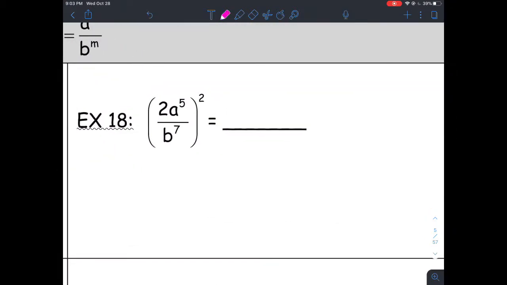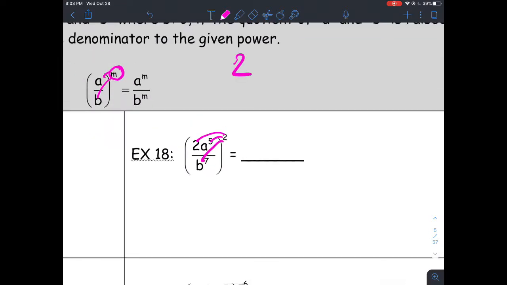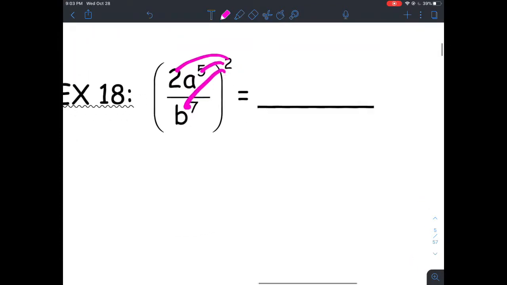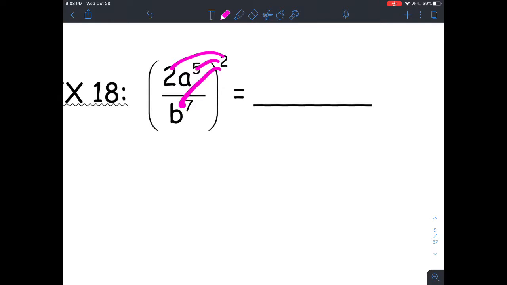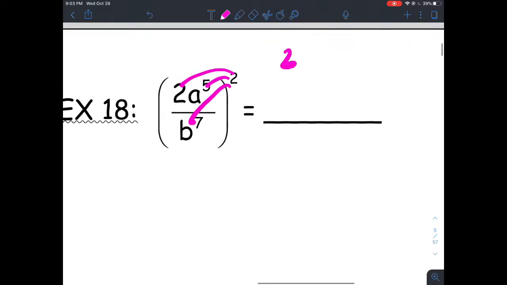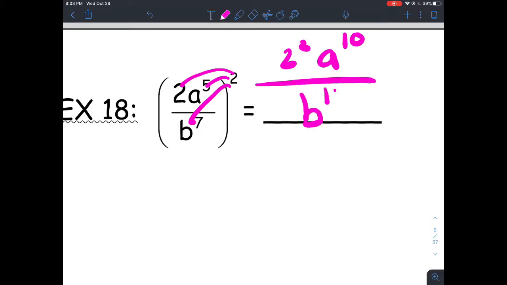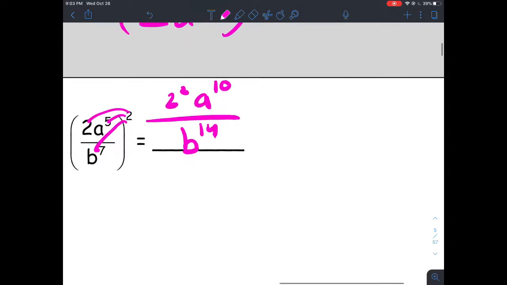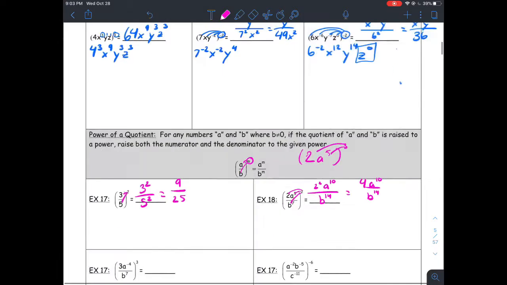All right. So next one. We're going to go ahead and distribute this. Keep in mind, before, if we just had something like 2a to the 5th, you still had to distribute it to each term. So that's what we're going to do here. We have to distribute this 2 to each term, both on top and the bottom. So we would end up with 2 squared, a to the 10th, and b to the 14th. Now 2 squared we can write out because that's a nice one. So we would get 4a to the 10th over b to the 14th.